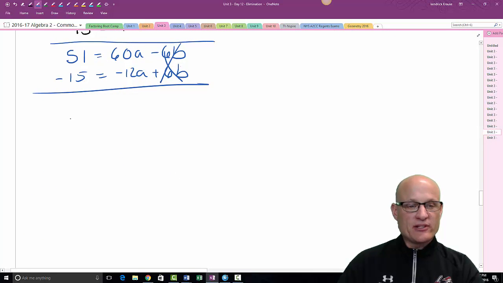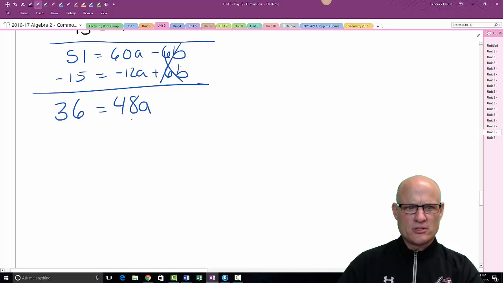And I end up with, let's see, 50 minus 15 would be 35. So this would be 36 is equal to 48A. Divide by 48, divide by 48. Now, if you put this in your calculator, and I'm not going to waste your time, it would say the answer is 3/4.